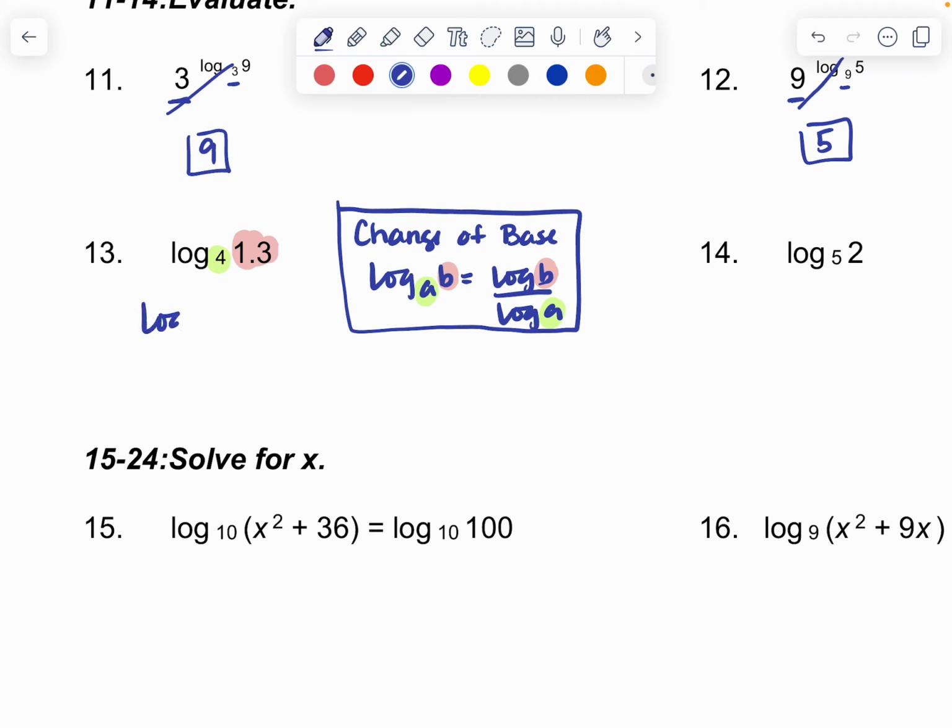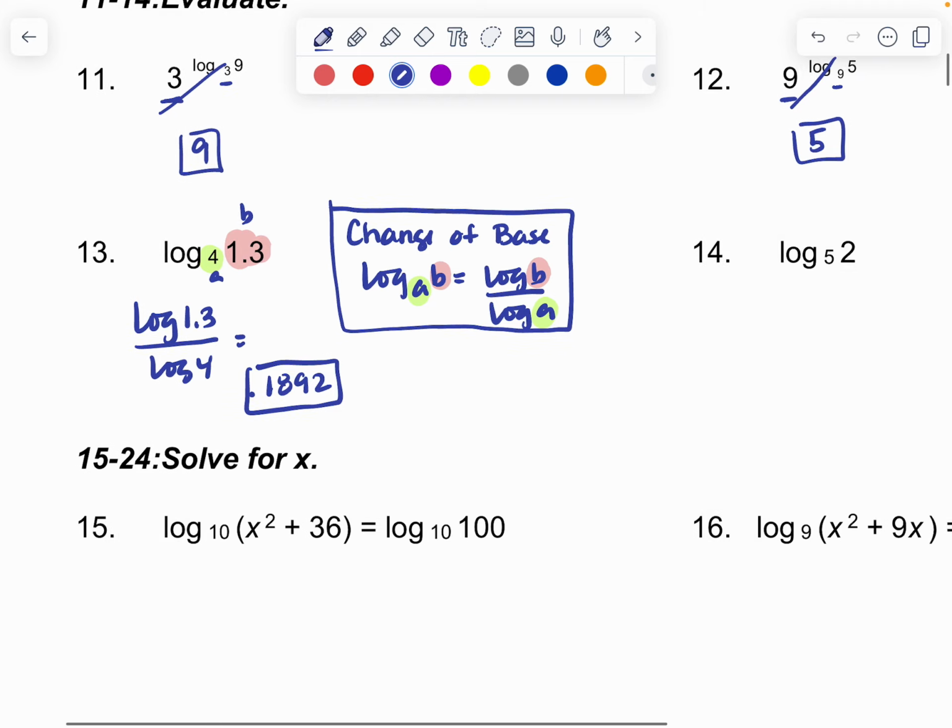Okay, so let's go ahead and plug this in. This would be the log of 1.3 all over the log of 4. So again, this is your B, this is your little A. And plugging that into the calculator, it's as simple as that. Log of 1.3 divided by the log of 4. And for that one, I got 0.1892.